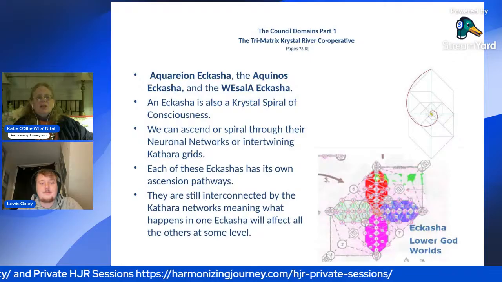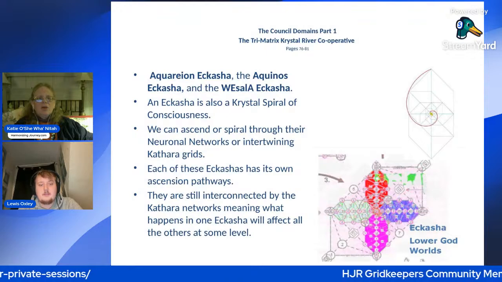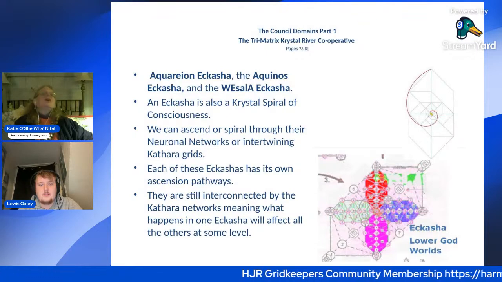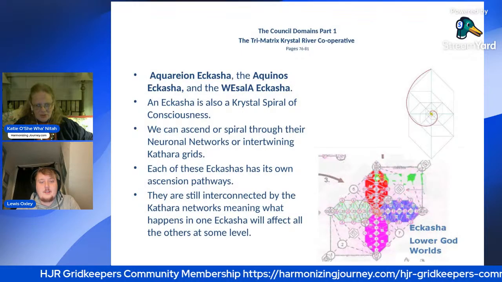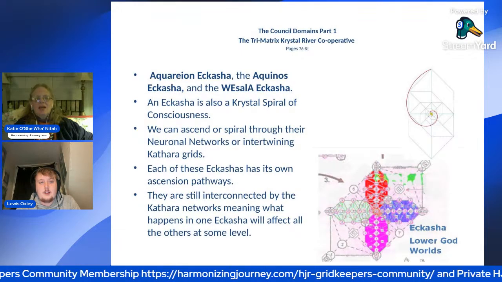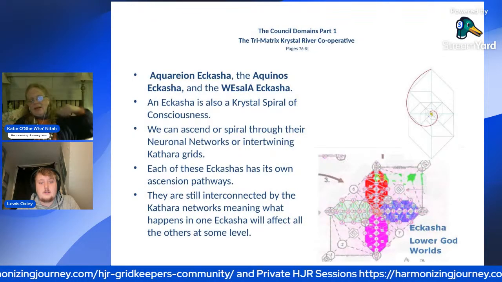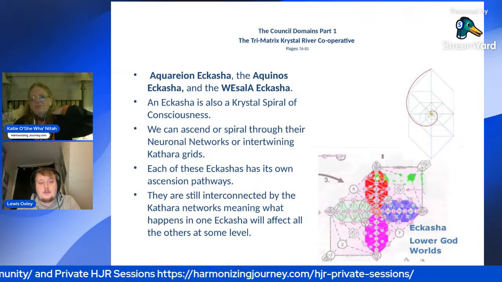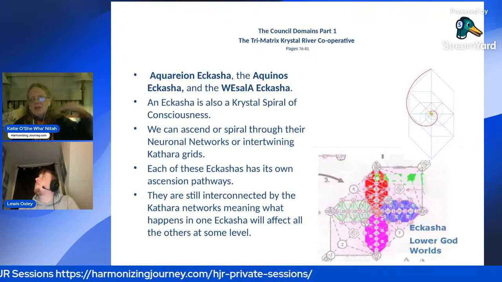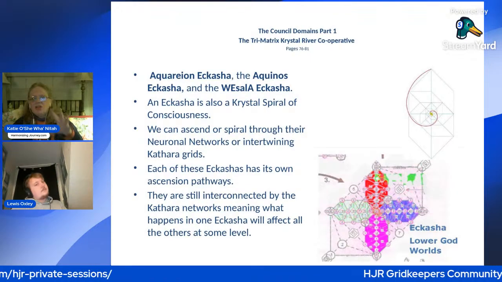So when we're looking at this Tri-Matrix Krystal River Cooperative, we are looking at the Aquarian Akasha, the Equinos Akasha Matrix, and the Vi Saleh Akasha Matrix. Akasha is also what we talk about when we discuss the crystal spiral of consciousness. So you see there on the map, or the diagram, the Akasha system.